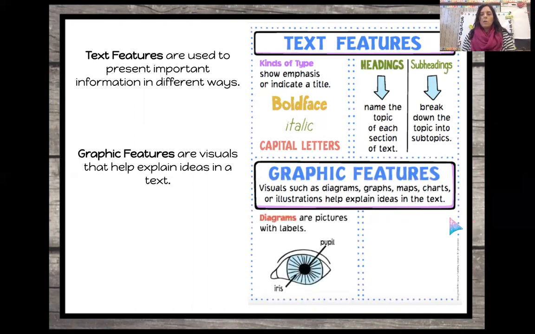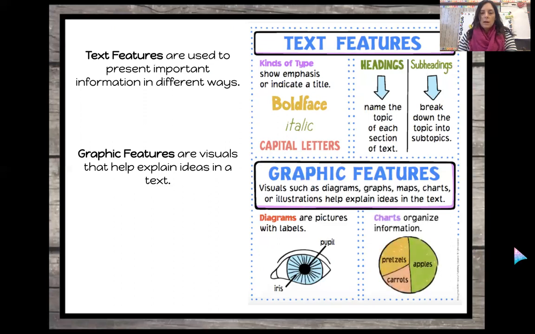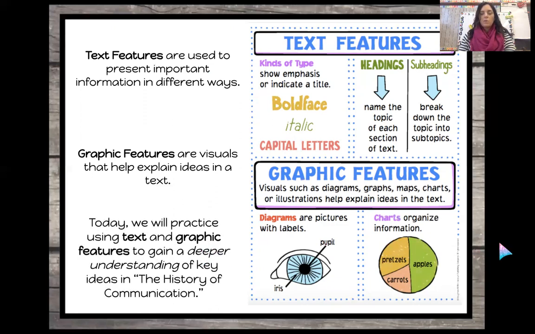So diagrams are pictures with labels, like the below picture of an eye, with the pupil and the iris labeled. And charts organize information. So you have a bunch of data and you put it in a chart so that the reader can see how it's organized. So today we're going to practice using text and graphic features to gain a deeper understanding of key ideas in the history of communication.